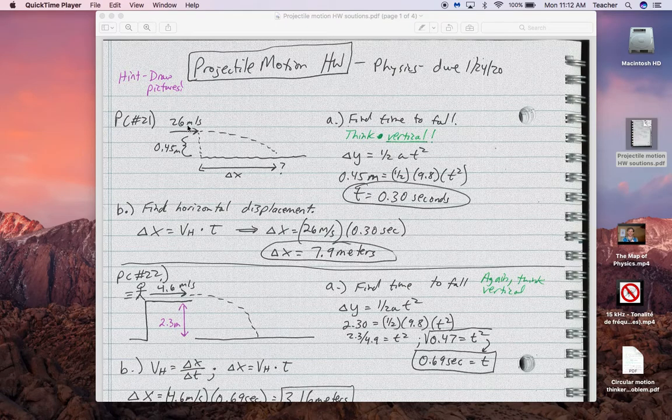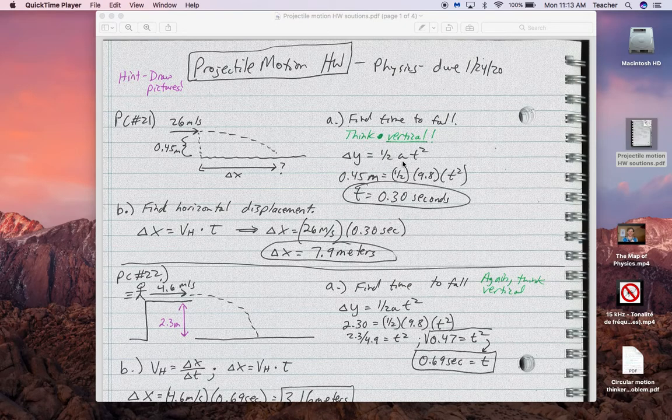Well, this is a horizontal speed, and that doesn't change. There is no vertical speed initially, but it does start falling, so it'll speed up vertically. To figure out this distance, we really need to know the time of the fall, because for horizontal displacement we need horizontal speed, which we've got. We also need the time. So to think about the time, I need to think vertically.